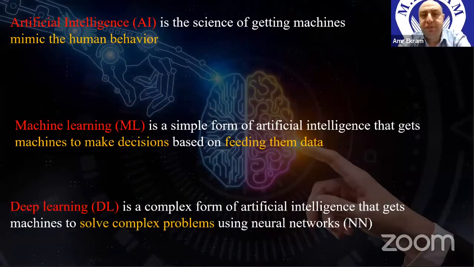Then we have subdivisions of artificial intelligence. What we call machine learning is when you feed the computer data and the computer can do simple tasks. And we have what we call deep learning. Deep learning is similar to machine learning, but it involves solving more complex problems. So we have artificial intelligence mimicking human behavior, machine learning feeding data to get easy tasks, and deep learning also feeding data to get complex tasks.